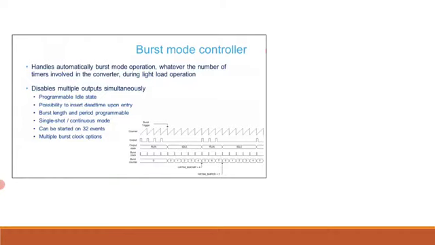The burst mode can be started on 32 events, and it has multiple burst clock options, coming either from the timer rollover event or from an independent user-programmable period based on the 400 MHz clock. In this example, once the burst trigger arrives, the PWM is active for 3 periods every 8 cycles, with pulses skipped for 5 periods. The burst mode controller counter is clocked and incremented on each timer rollover event.